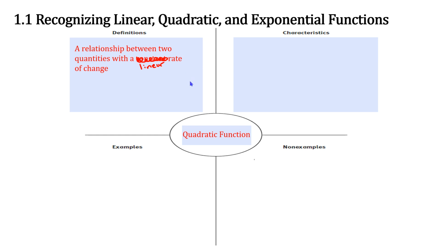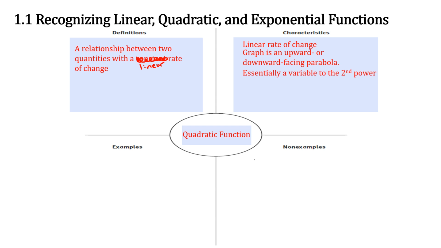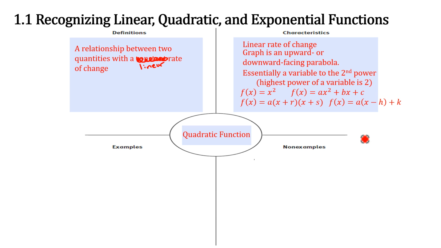And that in and of itself is going to be confusing. We will talk about that in a second. A linear rate of change. The graph is an upward or downward facing parabola, essentially a variable to the second power. It's always squared. The highest power of any variable in the problem is 2. There should be a square right there.